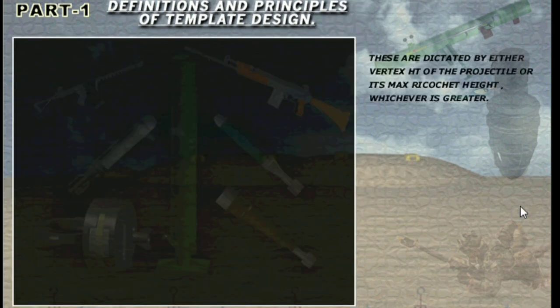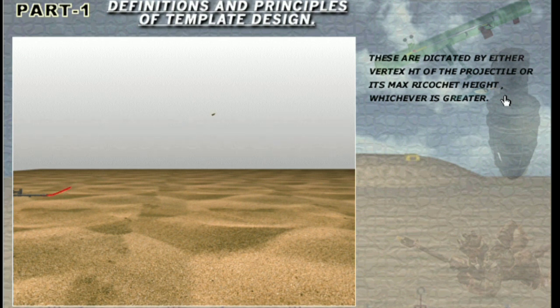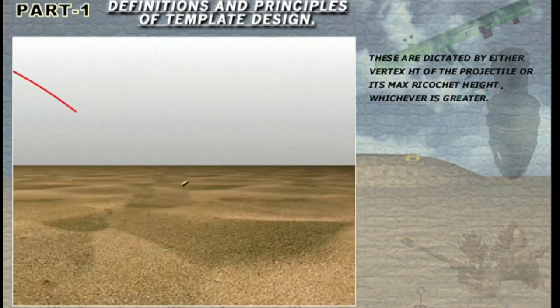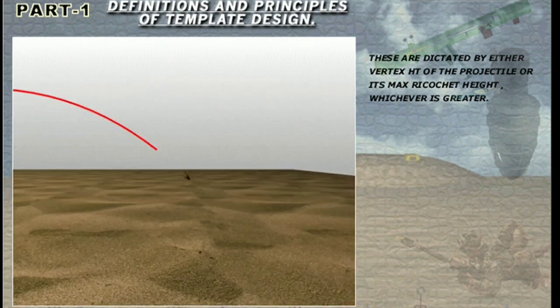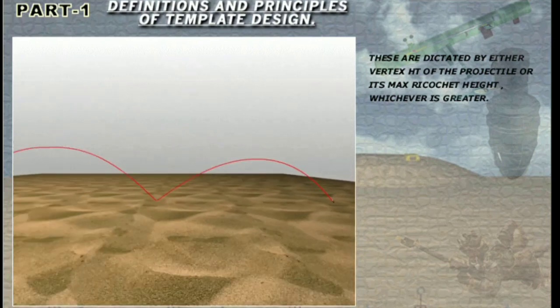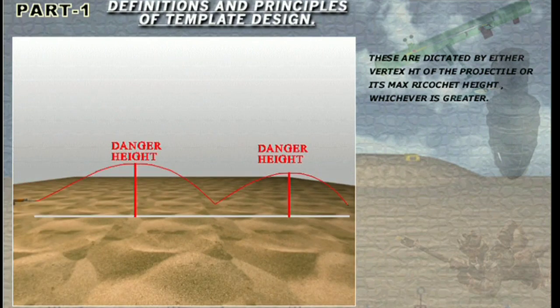Danger height. These are dictated by either vertex height of the projectile or its maximum ricochet height, whichever is greater. These are related to mean sea level.